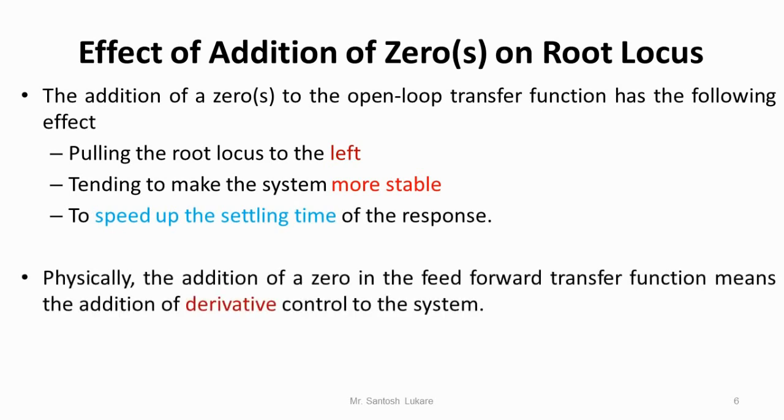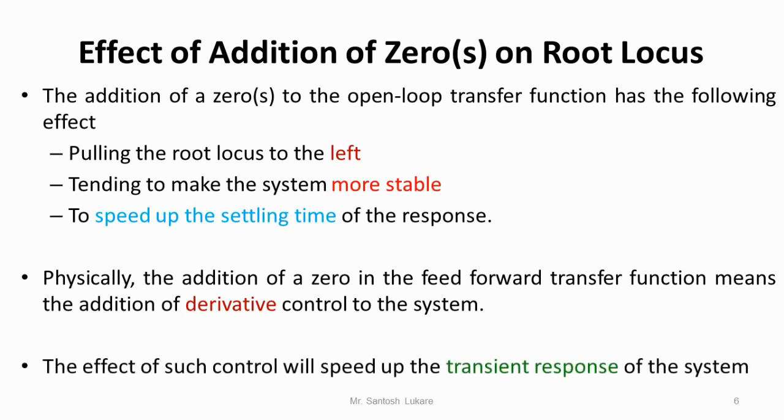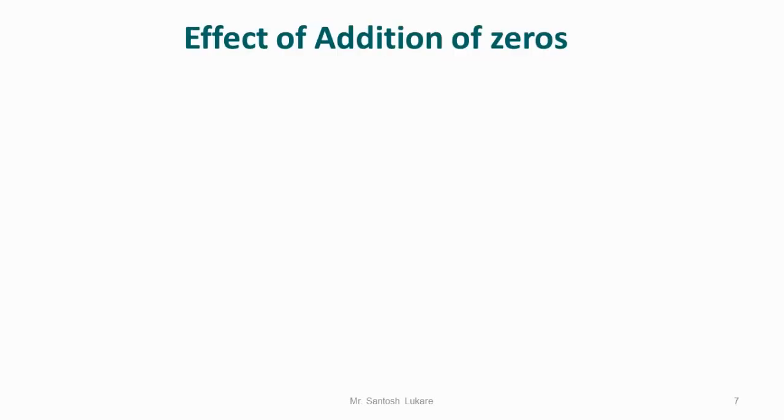Physically, the addition of a zero in the feed forward transfer function means the addition of derivative control action. If we consider the derivative controller, it is the fastest controller, so it will improve the system performance in the fastest way. So the effect of such a control will speed up the transient response of the system.